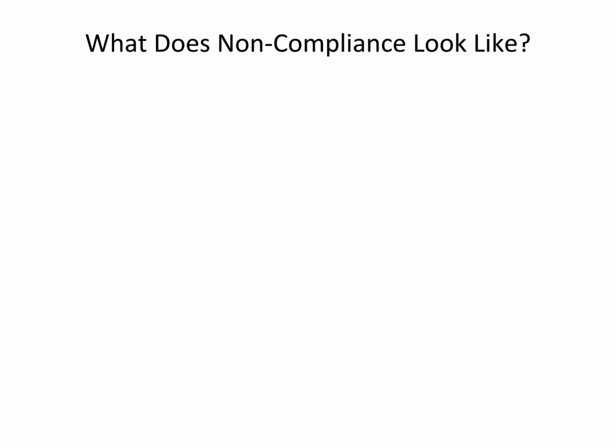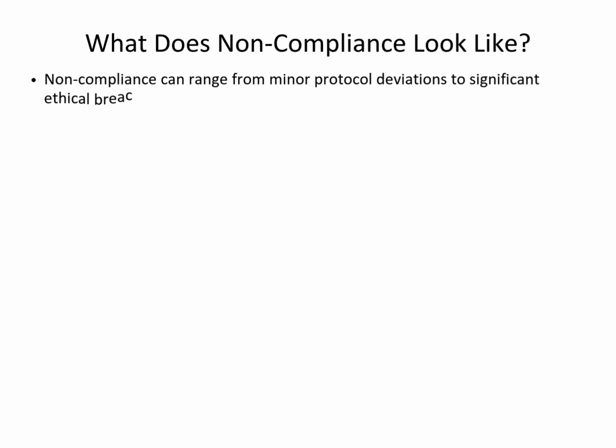Let's first begin with the meaning of being GCP non-compliant. Or in other words, what does non-compliance look like? Non-compliance can range from minor protocol deviations to significant ethical breaches. It might be something as basic as failing to obtain informed consent properly, or as serious as not reporting adverse events, altering data, enrolling ineligible subjects, or ignoring safety signals.